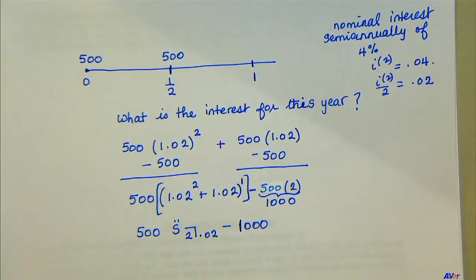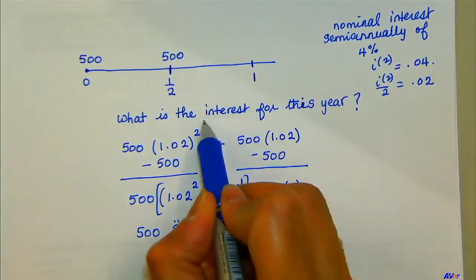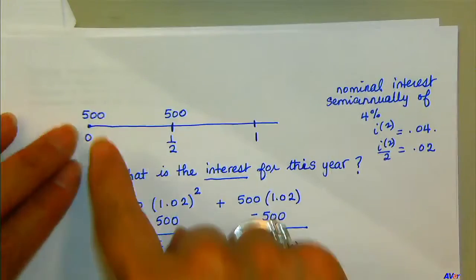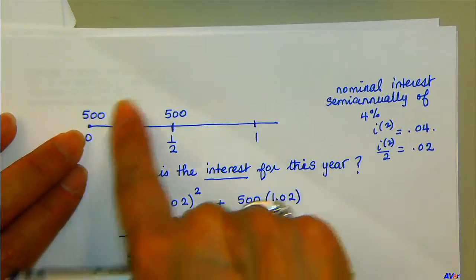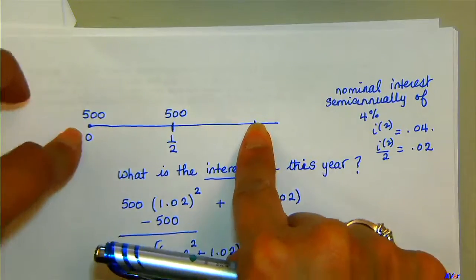Do you get what I'm doing? I need you to get it because I'm going to assign you an extra credit to take home. So I need you to ask me now if you're not getting what I'm saying. Because I'm only interested in the interest, I took the accumulated value of this 500 and I took away 500 from it.